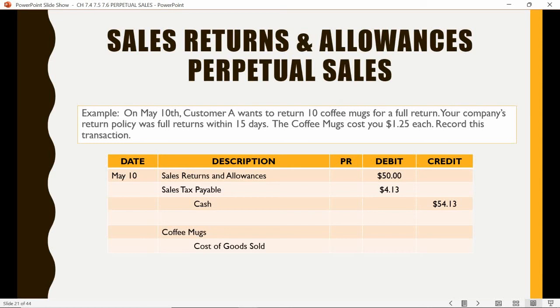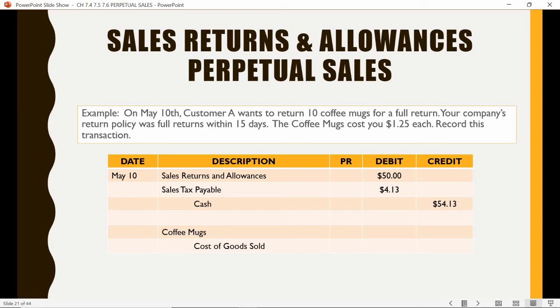Now, think about it in real life. Of course, you would never put the cups that you've sold back into your actual inventory and mix them up with your new inventory items. You would technically put them into another account. It's still going to be considered inventory, but it would be like refurbished items, coffee mugs refurbished, things like that.